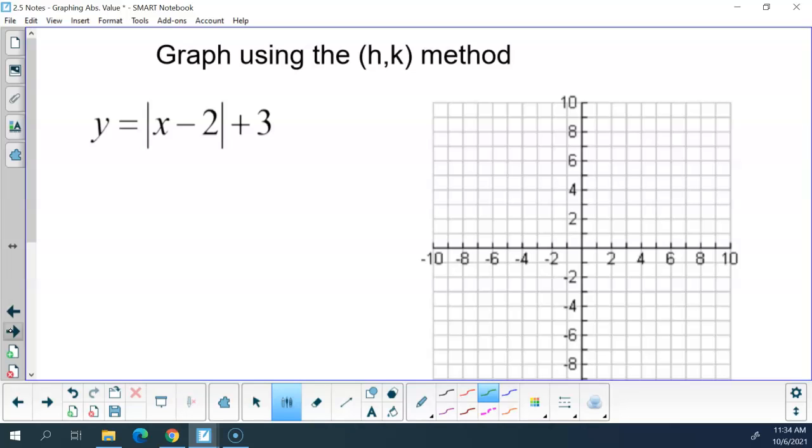So we want to graph this one using the h comma k method. The first thing I'm going to have to find is my vertex. What are the coordinates of my vertex? We agree with 3 comma negative 2? No, it'd be 2 comma 3. Why 2 comma 3 and not negative 2 comma 3? Because we think oppositely with h. Since h looks like negative 2 there, we have to think oppositely. So I would agree with 2 comma 3 as my vertex.